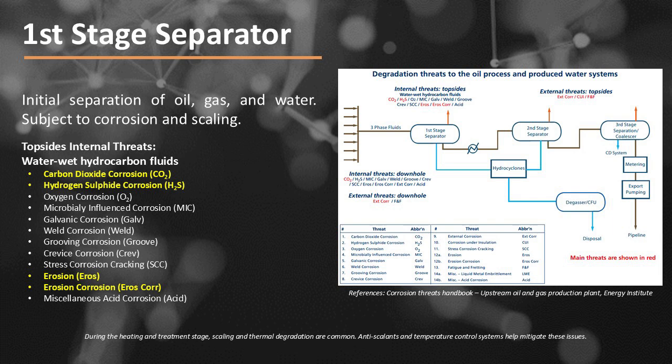Number 7 is weld corrosion. Welded joints can be more susceptible to corrosion due to differences in microstructure and residual stress. Poor welding practices or lack of post-weld treatment can exacerbate this issue.